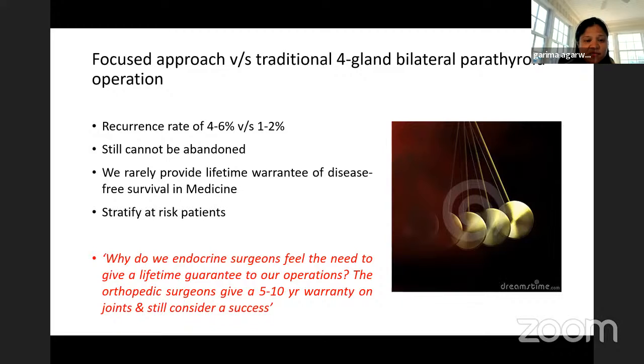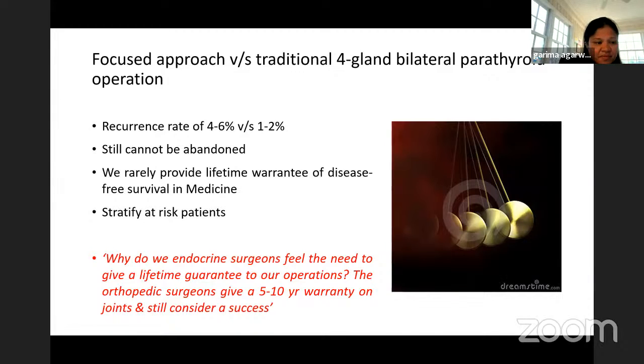The majority of us, in a localizing disease, can do it in 10 minutes and take out the adenoma. We rarely provide a lifetime warranty of disease-free survival in medicine. In the oncology world, we rarely provide a lifetime warranty for disease-free survival in informed consent for these patients. Why do we endocrine surgeons feel the need to give a lifetime guarantee for our operations? Orthopedic surgeons give a 5 to 10-year warranty for their joints and still consider it a success.